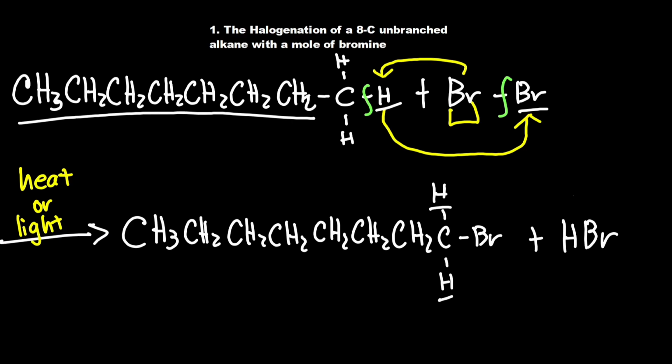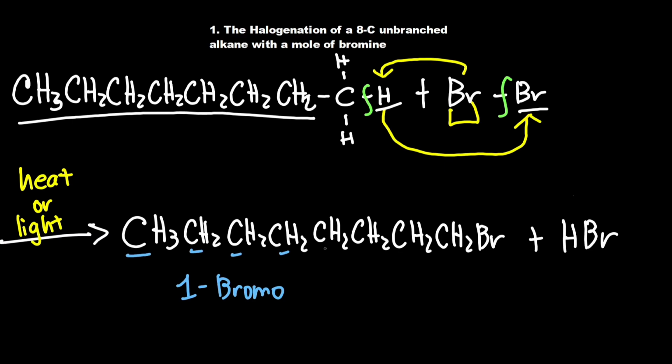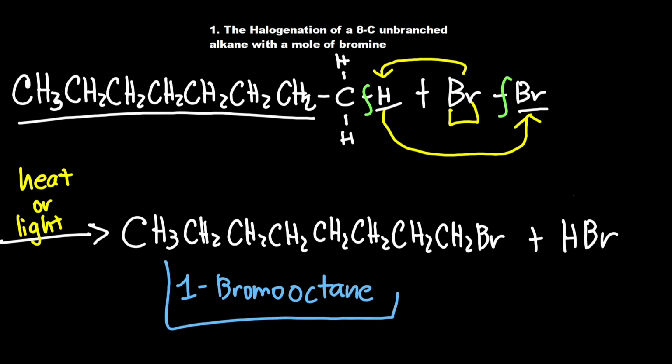You can actually put this as CH2Br. And now for your product, you have a bromine here, and it is on the first carbon. So you can put this as 1-bromo. And what we have here would be 8 carbon, which corresponds to octane. And so your product here would be 1-bromooctane plus hydrogen bromide if you want.